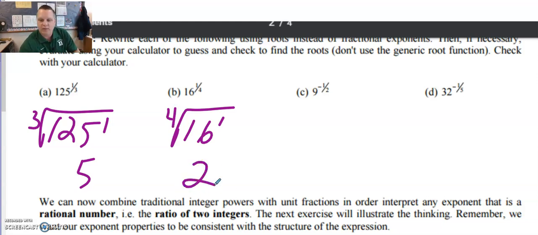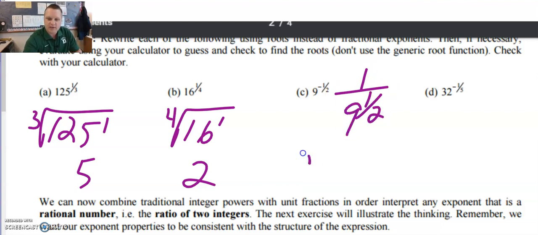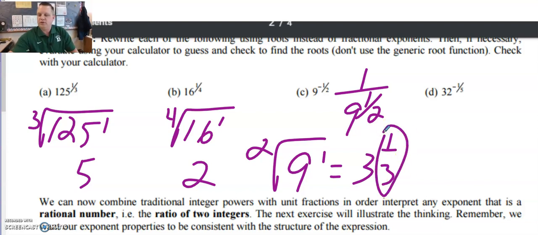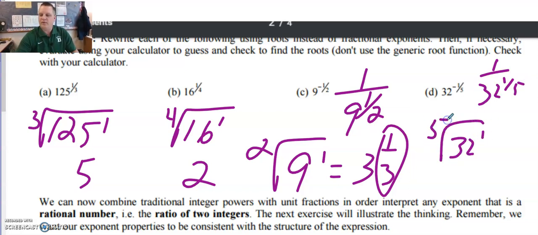Now what we have to do here, you got to be very careful with the negatives, because first we have to rewrite it as 1 over 9 to the 1/2. So the 9 to the 1/2 is 9 to the 1, and there's your square root, equals 3. So it's 1/3 is your answer. 32 to the negative 1/5 is 1 over 32 to the 1/5. So we have 32, 1/5 like that, and that equals 2. So 32 to the negative 1/5 is 1/2.